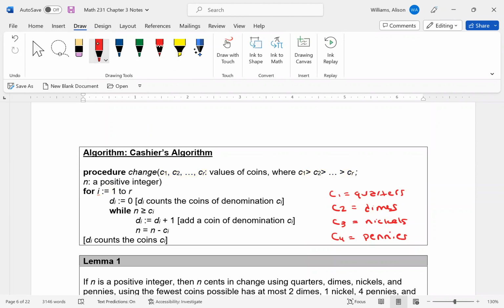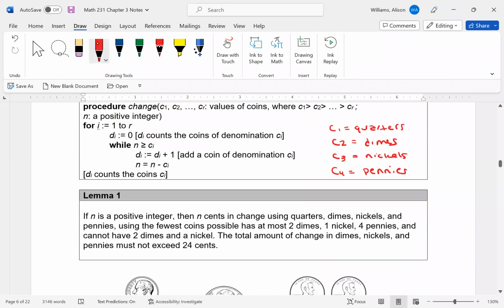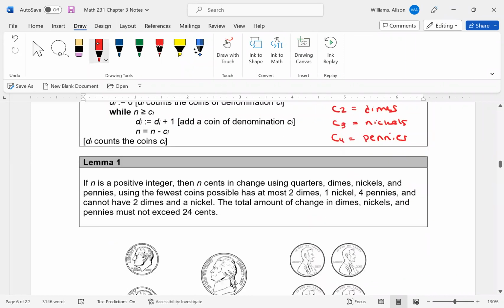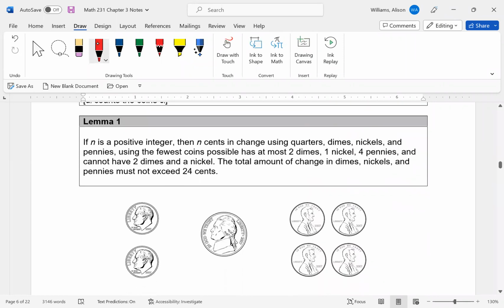Now, to prove that this is an optimal way to do this, we're going to introduce a lemma. A lemma is like a pre-setup for a proof of a theorem, almost like a mini theorem. If n is a positive integer, then n cents in change using quarters, dimes, nickels, and pennies, using the fewest coins possible, has at most 2 dimes, 1 nickel, 4 pennies, and cannot have 2 dimes and a nickel. The total amount of change in dimes, nickels, and pennies must not exceed 24 cents.